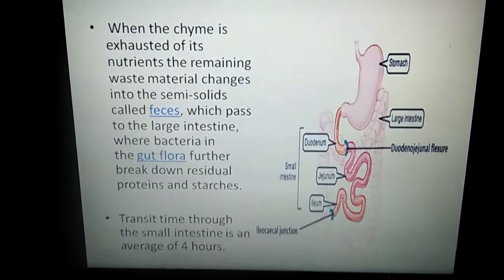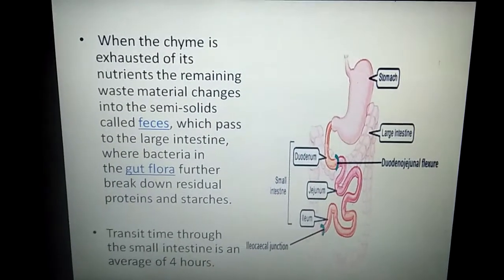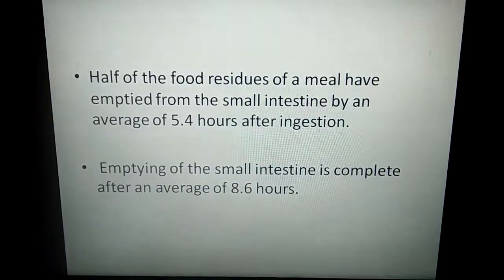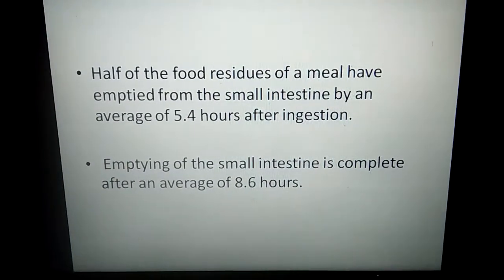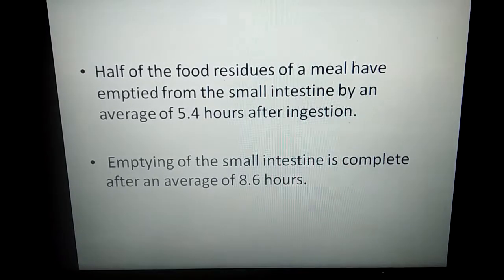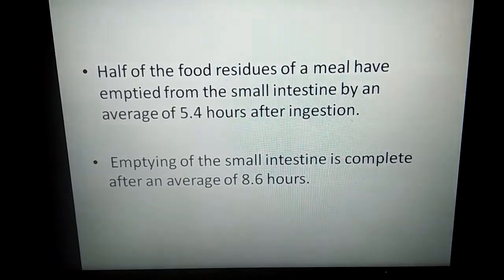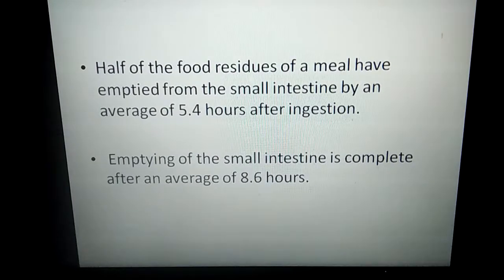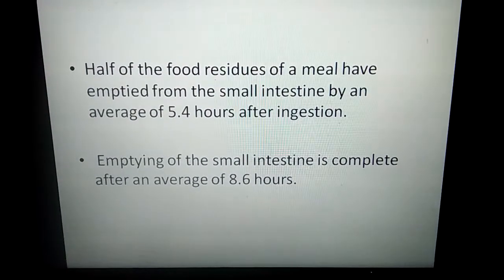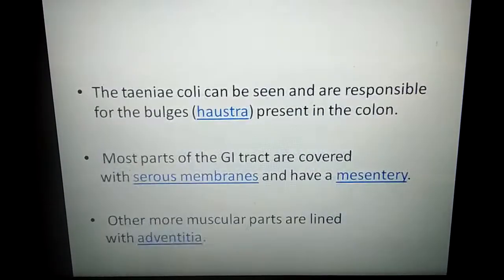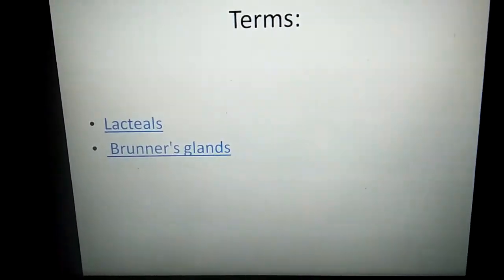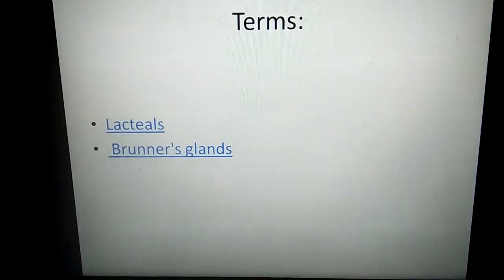Transit time through the small intestine is an average of 4 hours, while half of the food residues of a meal have emptied from the small intestine by an average of 5.4 hours after ingestion. Emptying of the small intestine is complete after an average of 8.6 hours. The cecum and the large intestine will be covered in another lecture.